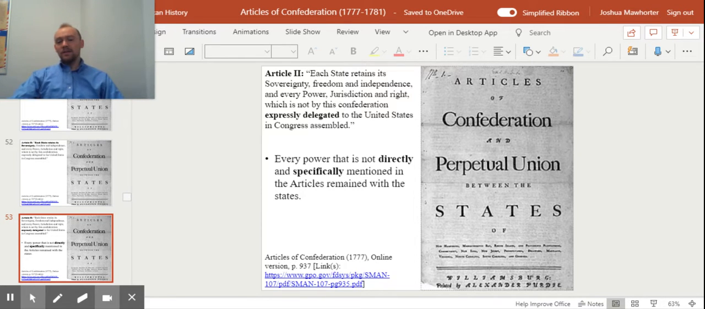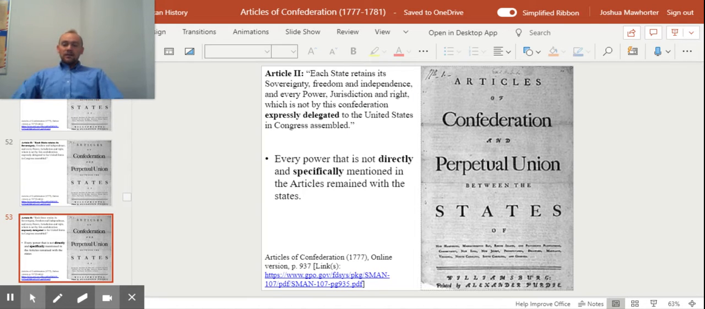So the principle here is that the powers given to Congress under the Articles of Confederation by the states would be expressly delegated, not implied, but expressly delegated. Expressly delegated means there is a list of things they are to do and nothing more.